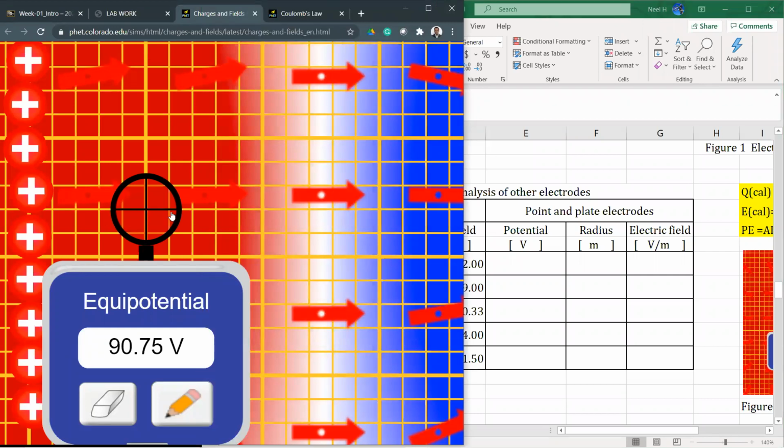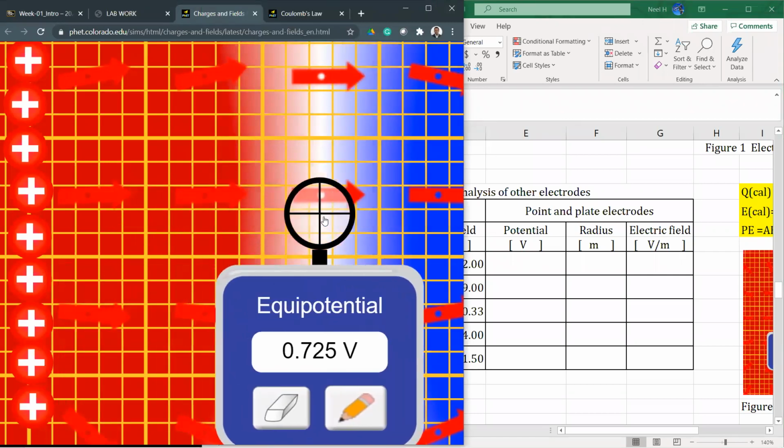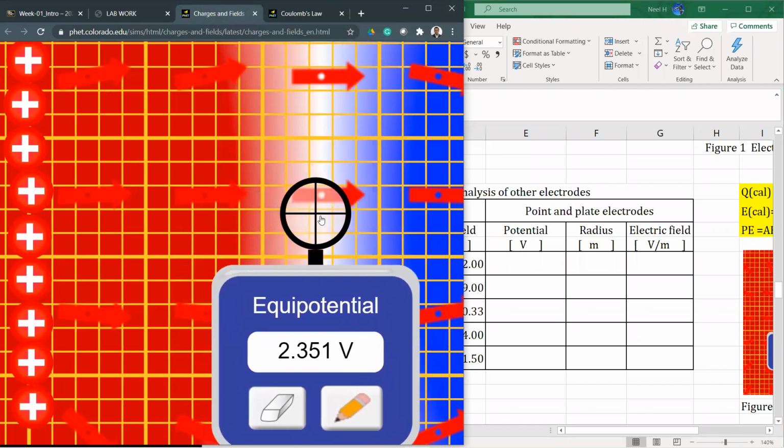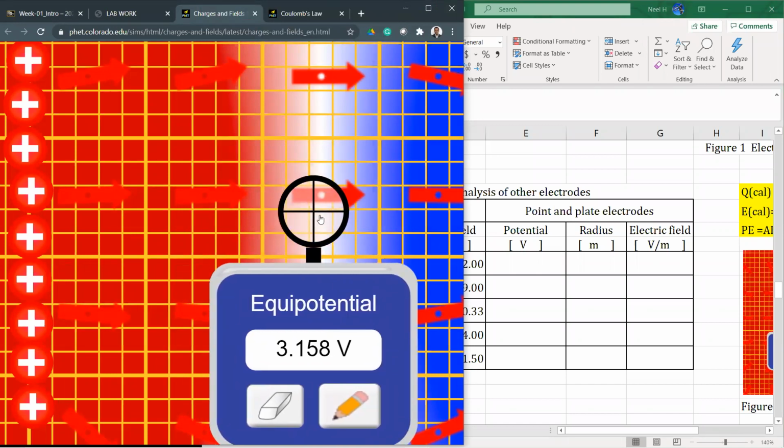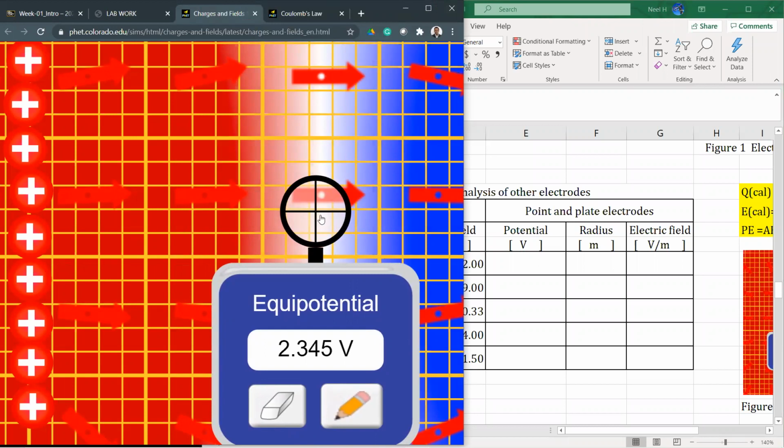If I go much further away, always towards that white color, you can see the electric field value is extremely smaller. If I divide by distance, the electric field is going to be almost very close to 0 there too. Okay, any question?